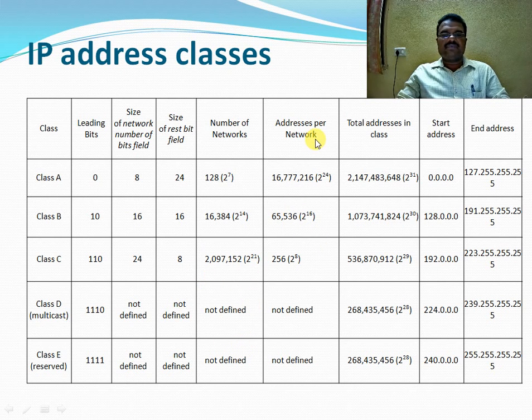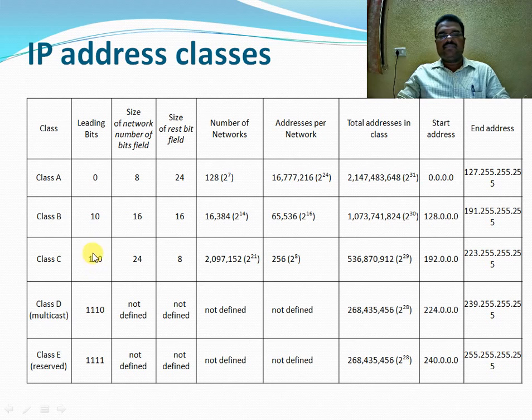And the addresses per network are: in class A 2 to the power of 24 hosts, in class B 2 to the power of 16 hosts, and in class C 2 to the power of 8 hosts. Here class D and E are also not defined for networks. So the total addresses in class A is 2 to the power of 31, class B 2 to the power of 30, because here the first bit is used for identifying class A. In class B, the first 2 bits are used for identifying class B. That's why out of 32 we are taking only 2 to the power of 30.